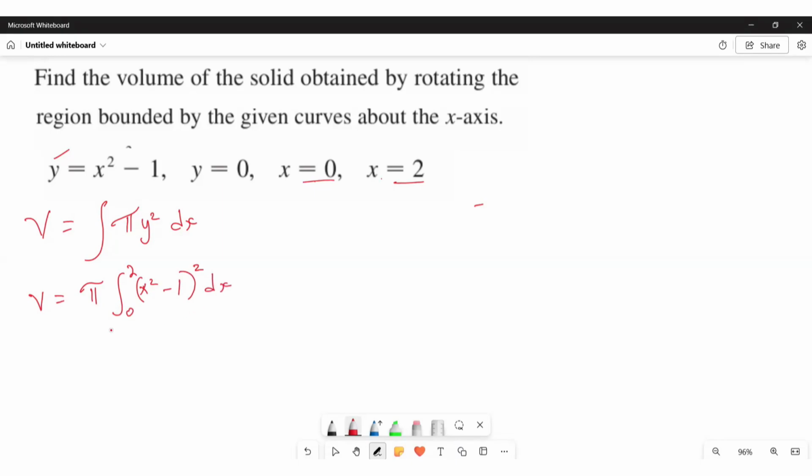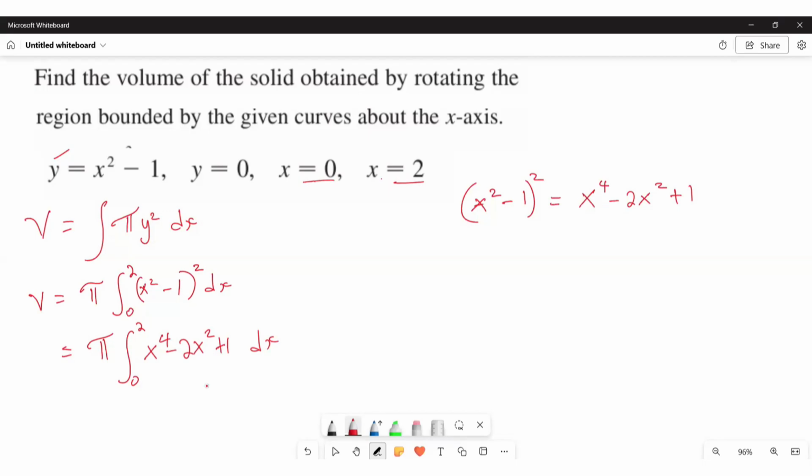So we're going to do this, but in order to do this, we need to square, right? We could quickly square our y. So if I have x squared minus 1, I'm going to get x to the fourth minus 2x squared plus 1. That's the square. So what it really means is that the volume is going to equal pi, taking the integral from 0 to 2 of this x to the fourth minus 2x squared plus 1 dx. That's what we're actually doing.